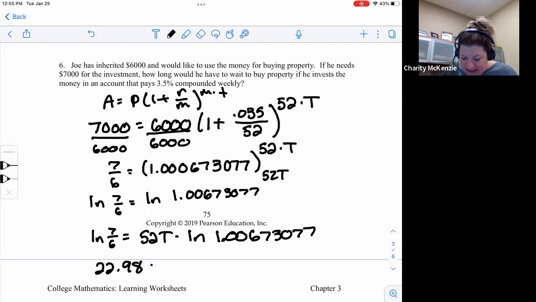22.98, I guess, if I round it, is equal to 52t. Pause, try it in your calculator, make sure you can get that far. Then I divide by 52. So I do two separate divisions to get 0.44.